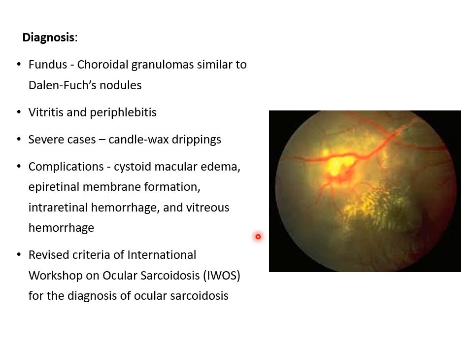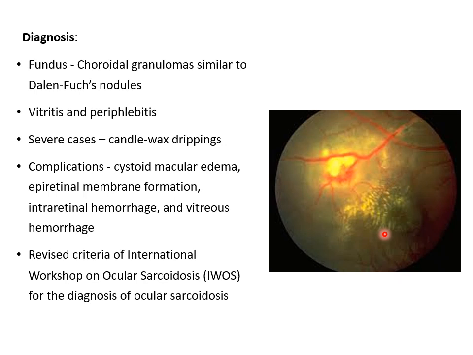So there is vitritis and periphlebitis. You see there is a mild vitreous haze and periphlebitis. Periphlebitis means a vasculitis that is confined to the veins. You see this? In severe cases, candle wax drippings. Now, these are the candle wax drippings. Basically, there are inflamed blood vessels and there is exudation from them, which is yellowish in color. So that looks like a candle wax dripping.